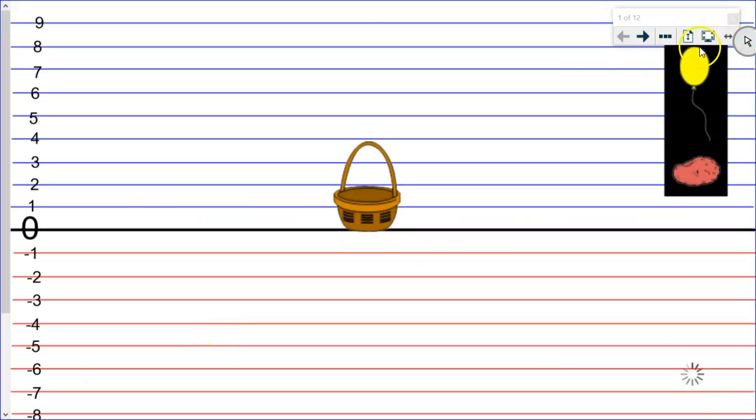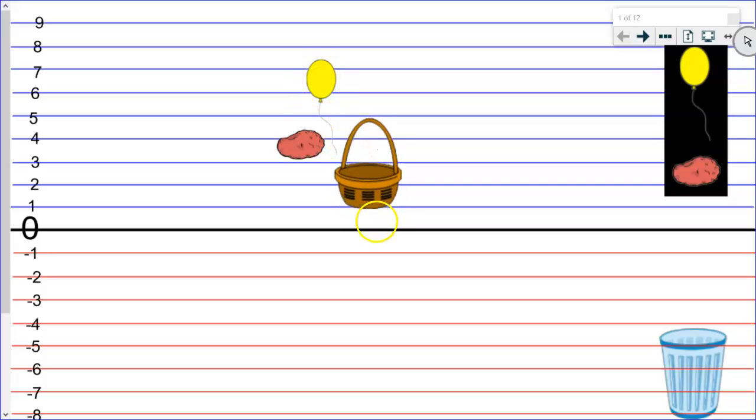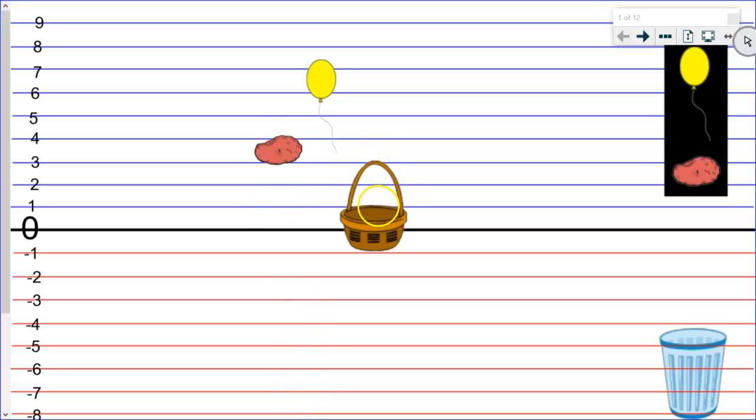What happens if I have a balloon in the basket and a rock in the basket? Luis. It's going to stay at the same. It's going to stay at 0. And it's going to stay at 0 because that balloon would have made it rise and then the rock would have made it sink. Or if you did the rock first, the rock would have made it sink, but then the balloon would have made it rise back up.